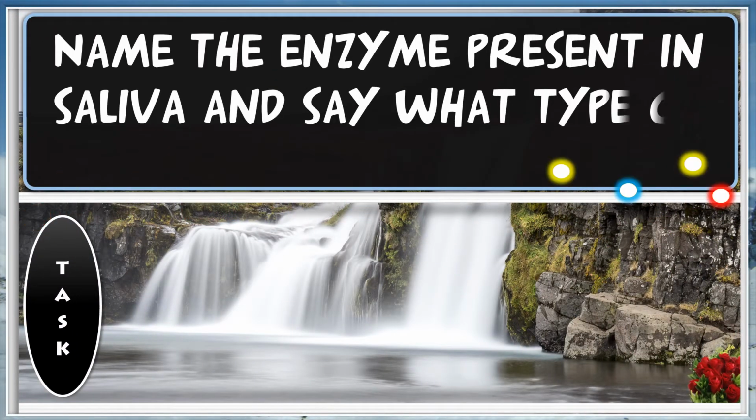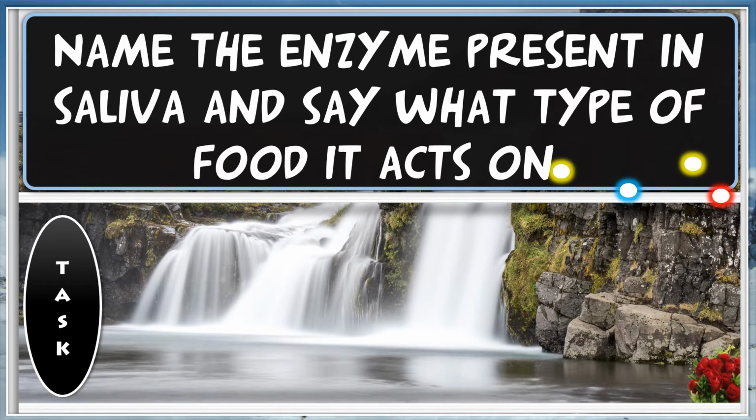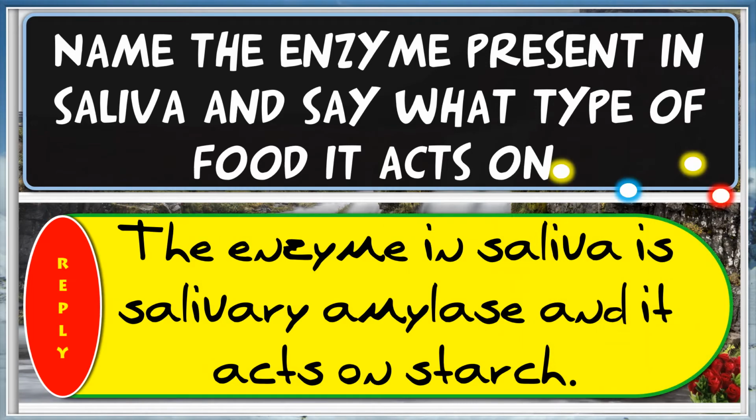Name the enzyme present in saliva and say what type of food it acts on. The enzyme in saliva is salivary amylase and it acts on starch.